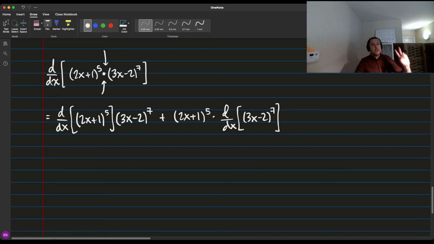Okay, so your first step here is, you basically start with the last operation. The last operation is multiplying, which means you will use the product rule. So now we have the product rule set up here. Let's just write that down.